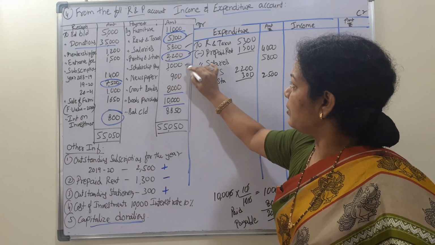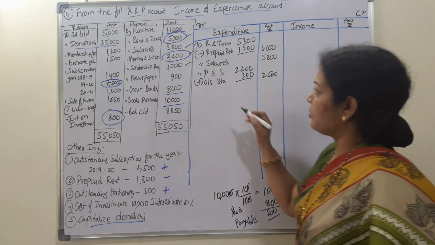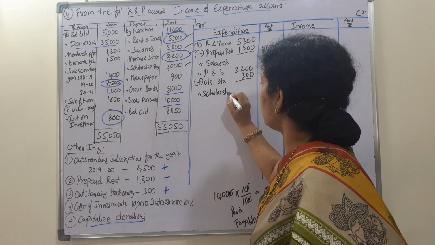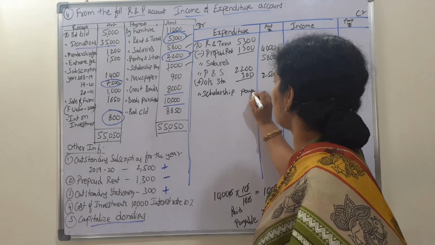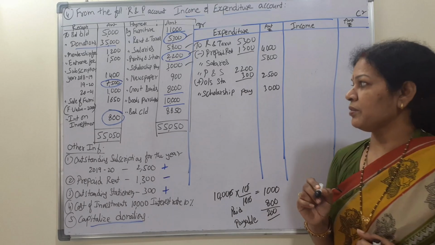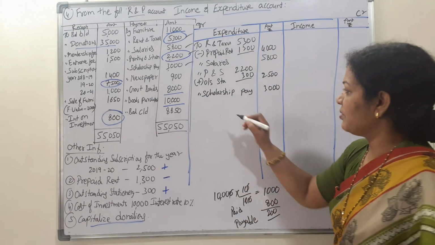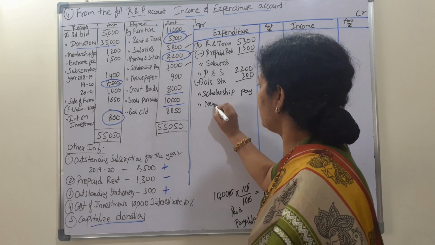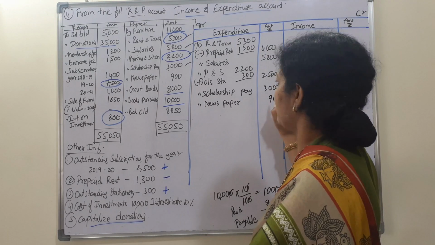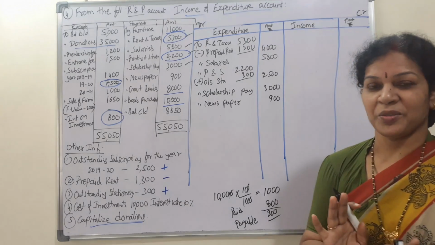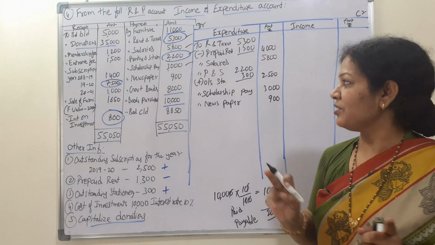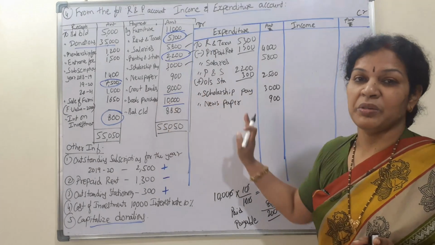Next, scholarship payment 3,000. It is also expenditure. Scholarship payment 3,000. Next, purchasing newspaper, it's a payment. So newspaper 900. Government bonds, asset, balance sheet asset, it doesn't come here. Books purchased also asset, balance sheet asset, that's all. Credit to debit side, it is over.